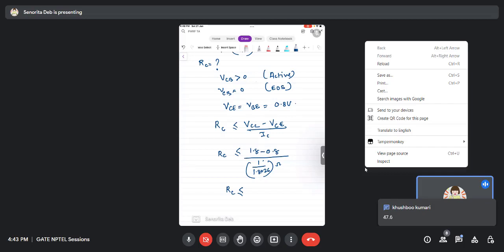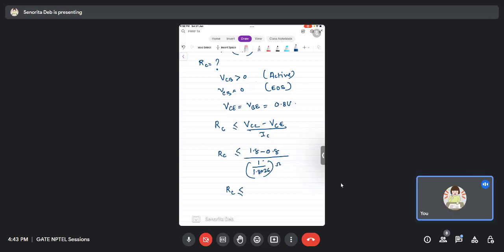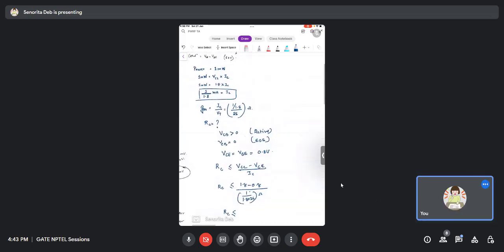Okay, 47.6 is not the correct one. I'm just checking my calculation once. If you calculate from it, it will give you 0.556 milliamperes. Then 0.556 milliamperes upon 0.026 volts will give you 21.38 milliampere per volt.